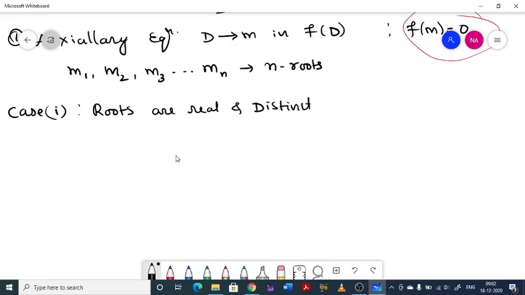See, if you look into these roots, see what are the various possibilities. One thing is, it may be a real number or it may be a complex number.